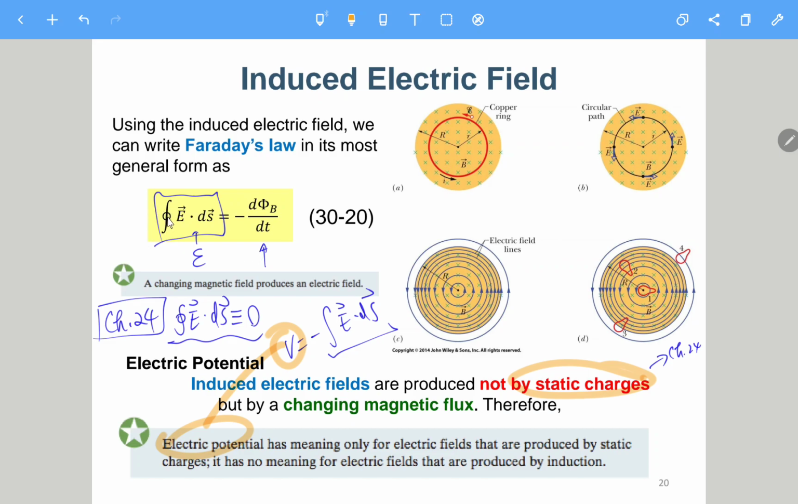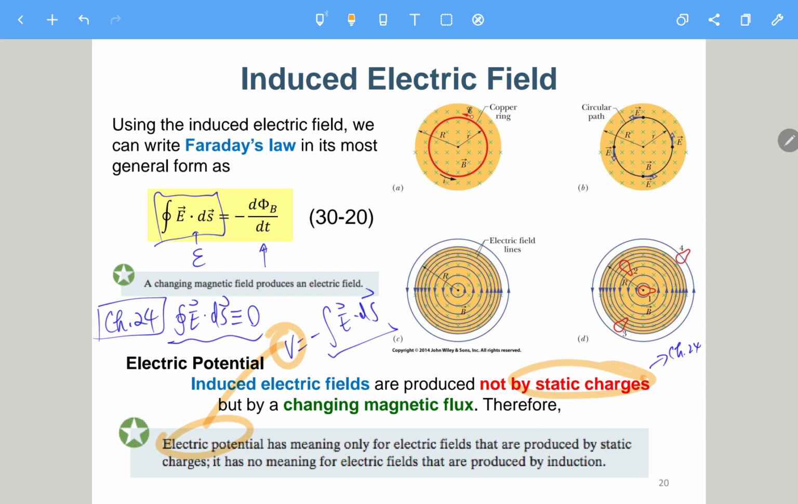Especially this is a closed integral. If we use V, then going around a whole loop it must be zero, but that's not the case. Here we have a changing B field or changing magnetic flux. So we have an induced EMF, an induced current, an induced E field. This is the induced E field.